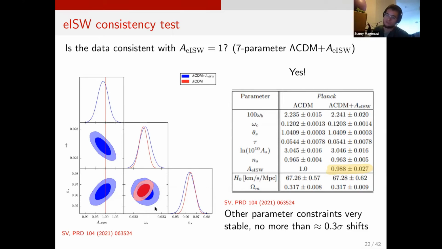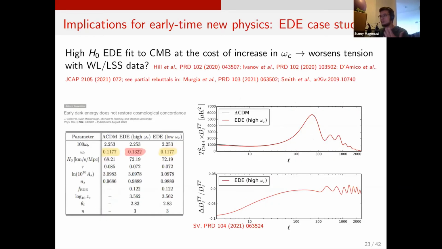The largest shifts you get are for the baryon density, omega b, and the scalar spectral index, ns. And you see they move by no more than 0.3 sigma. So the answer to my consistency test is that Planck data is remarkably consistent with the early ISW amplitude predicted by lambda CDM. Now, this sets a very stringent requirement for any new physics.